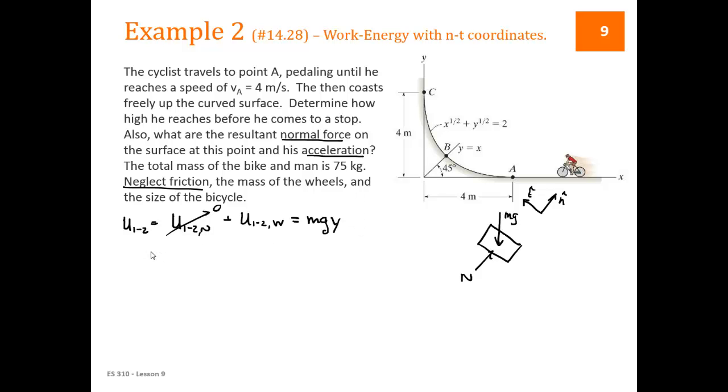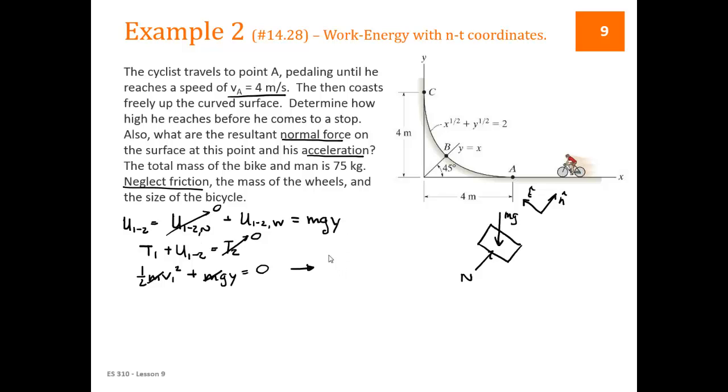Okay, so now we use T1 plus U from 1 to 2 is equal to T2. If he's stopping, T2 is going to be 0. T1 then is 1/2 m v1 squared, we know v1 is 4, plus mgy is equal to 0. So we plug everything in, and you can actually cancel the m's. We could do this part of the problem without even knowing how much he weighs.